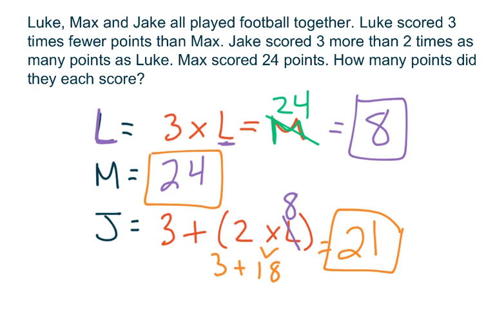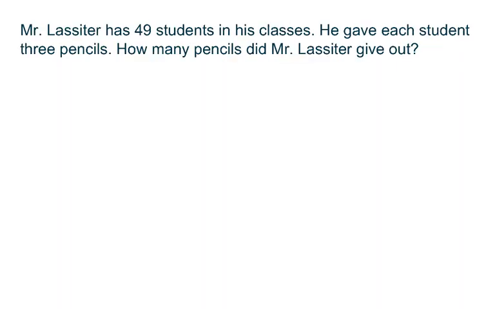Okay, I have one more problem for you to solve. This one is actually super simple. So Mr. Lassiter has 49 students in his classes. He gave each student 3 pencils. How many pencils did Mr. Lassiter give out? Solve this problem now. This problem is just a simple multiplication problem of 3 times 49.